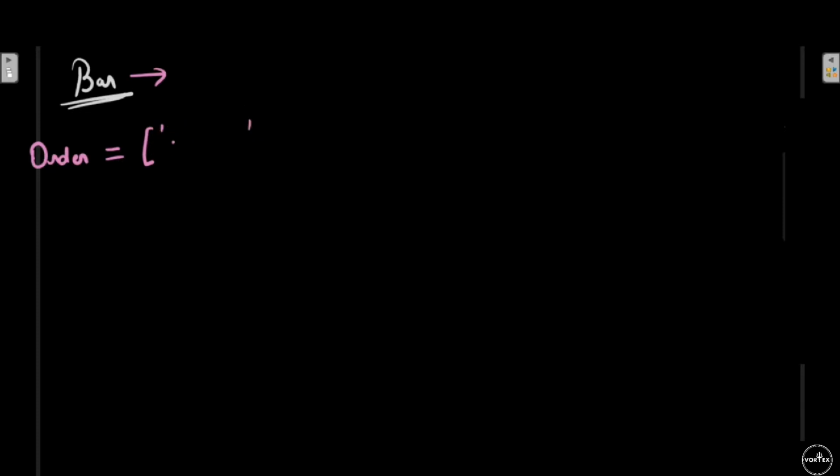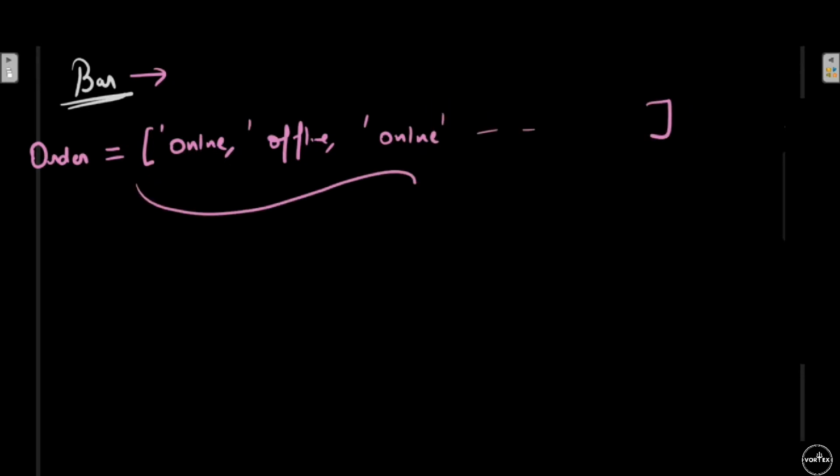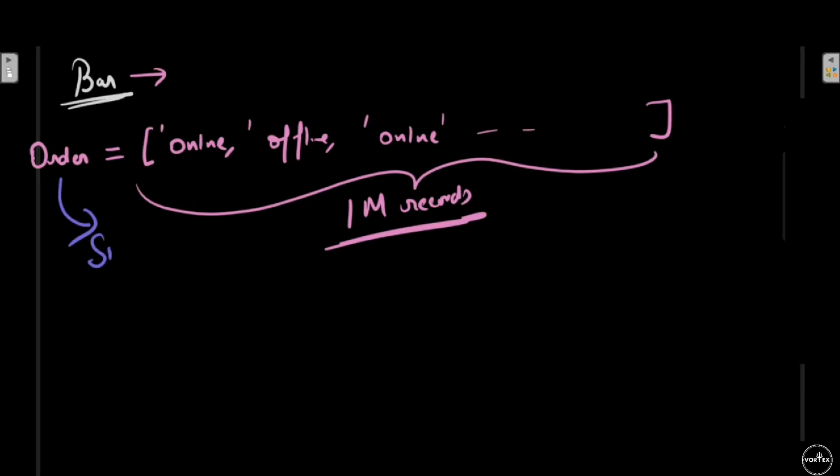Let's say, okay, online mode. Then we have something like offline mode. Then we have again online mode. So on and so forth. Let's say these are 1 million records. The moment I ask you, okay, can you tell me, is there any significant difference between the persons of offline mode and online mode? Is there a significant difference?